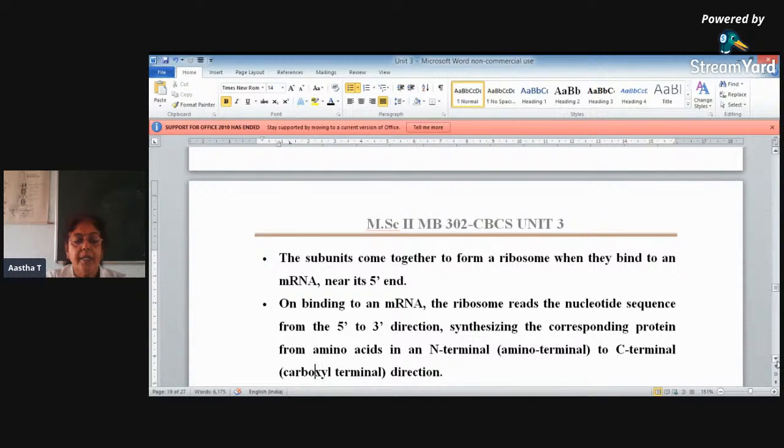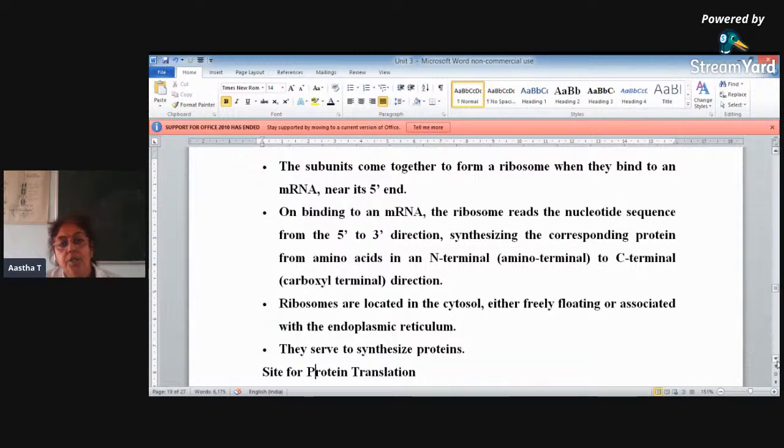bind to the mRNA near the 5' end. When they bind to the mRNA, the ribosome reads the nucleotide sequence from 5' to 3' direction. And it will synthesize the corresponding proteins from these amino acids in N-terminal, amino terminal, and C-terminal, that is carboxy terminal direction. So it reads the mRNA in 5' direction, it synthesizes the amino acid chain from amino to carboxy terminal. Ribosomes are located in the cytoplasm.